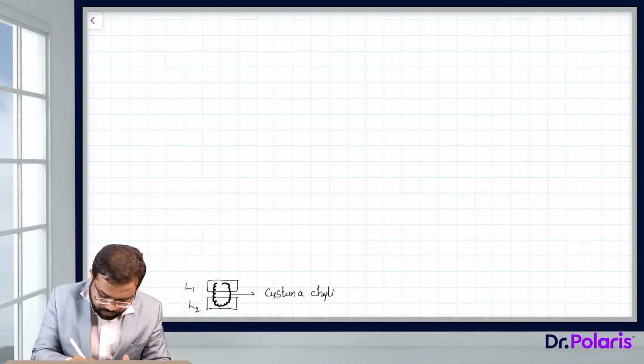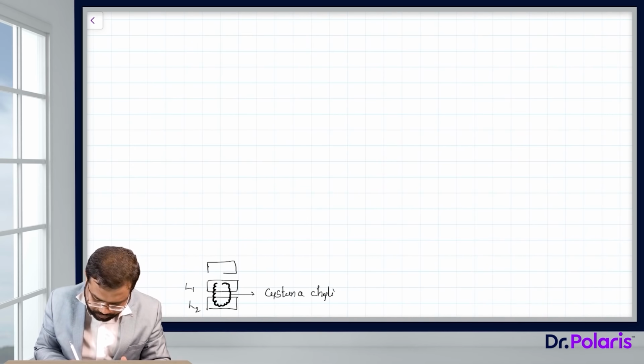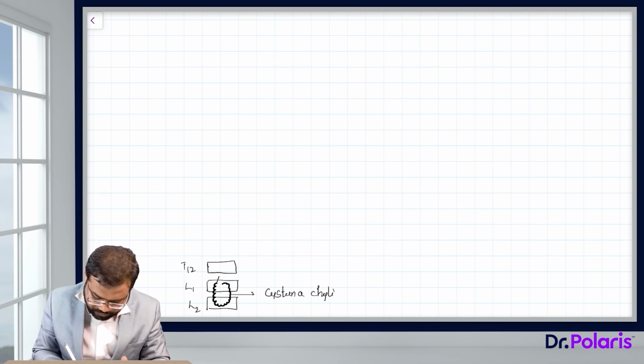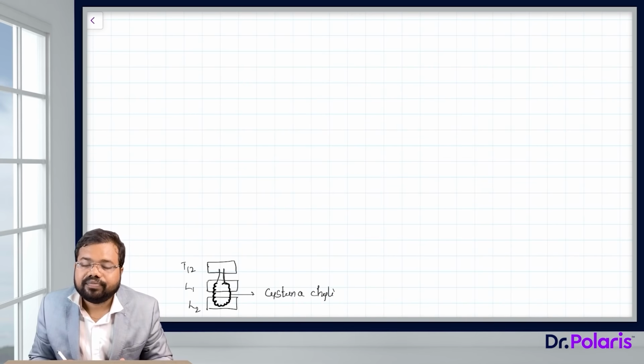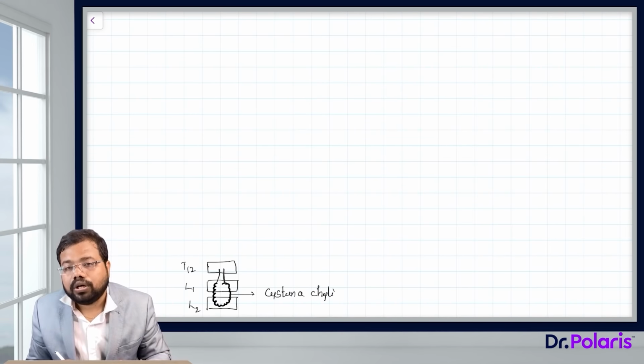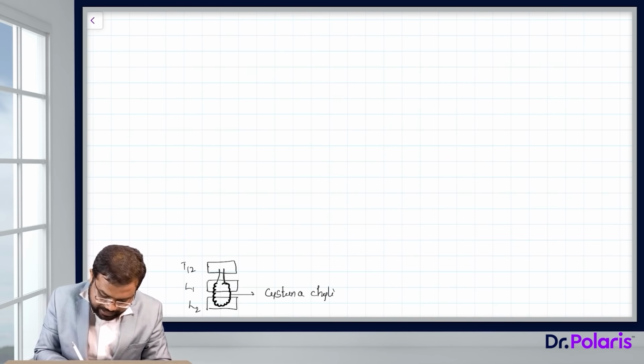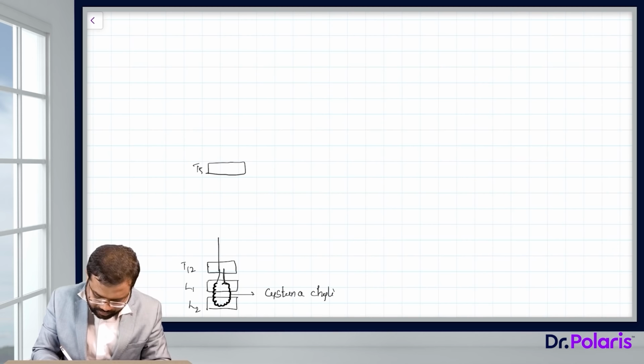Just above L1, we have T12, that means the T12 vertebra is present. The lower border of T12 is the origin of the thoracic duct. From there, it will extend up to the level of the T5 vertebra. Let's imagine this is the T5 vertebra. So this will extend up to the level of T5.